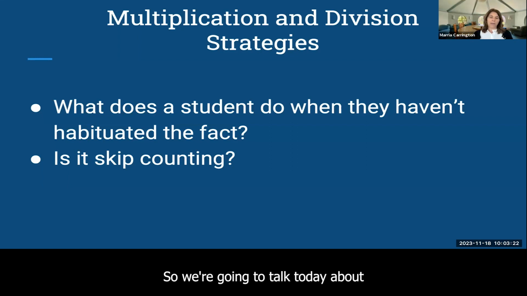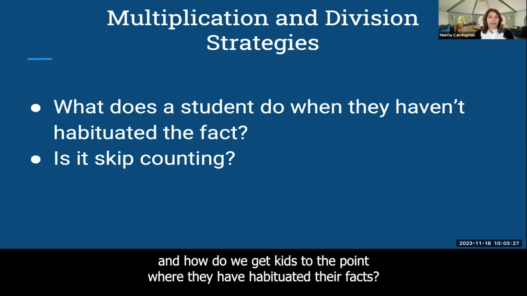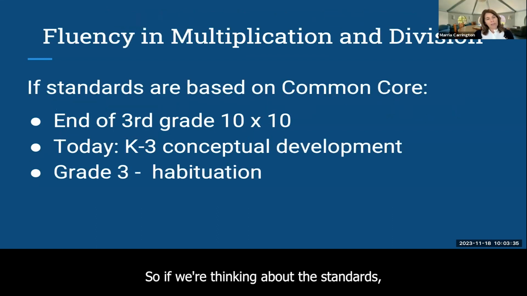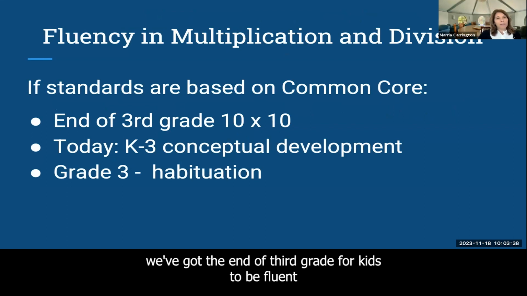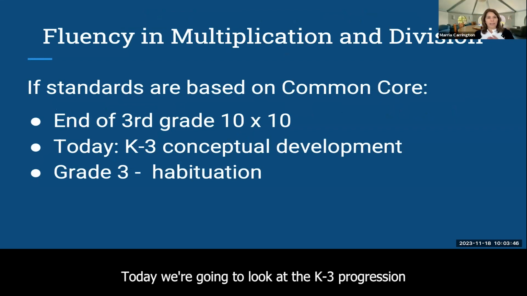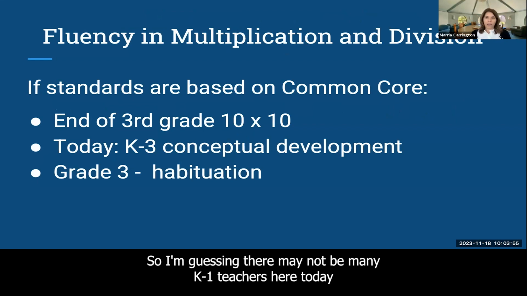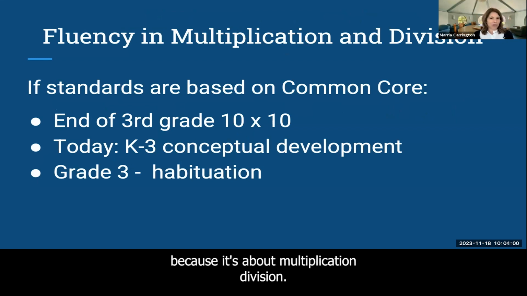So we're going to talk today about where does skip counting come into play? How do we move past skip counting? And how do we get kids to the point where they have habituated their facts? So if we're thinking about the standards, we've got the end of third grade for kids to be fluent up to 10 by 10 with their multiplication division facts. Today, we're going to look at the K-3 progression, and then we will end thinking about how to really habituate those facts.